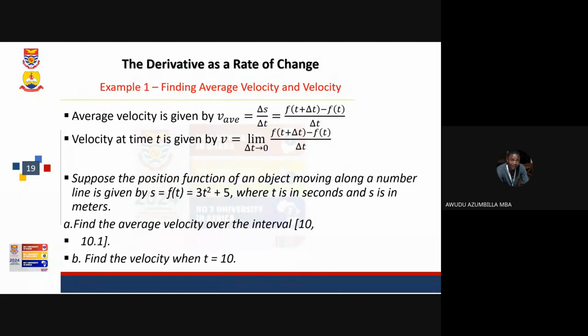Now, let's put this one into practice and look at finding the average velocity of a function. So when we talk about the velocity, we are talking about distance and time. So we can use this one to find the velocity.